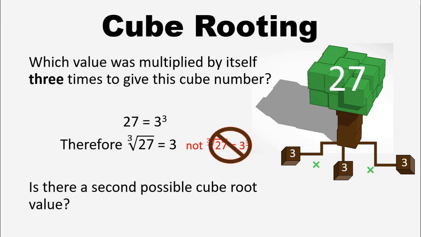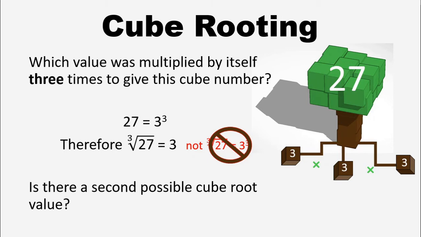Next, is there a second possible cube root value? Because remember with square roots, we always said that there were two possible square root values, the positive and the negative. So does that mean that the cube root of 27 is either 3 or negative 3?